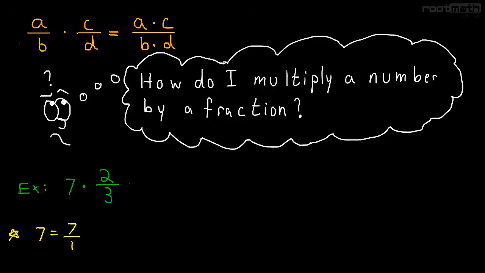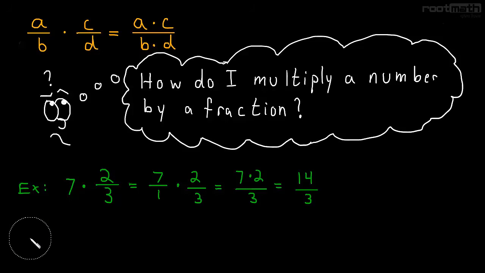So we can turn 7 into a fraction. And now we have 7 over 1 times 2 over 3, which of course is 7 times 2 over 3 times 1, which is just 3. So we have 14/3, 14 over 3.